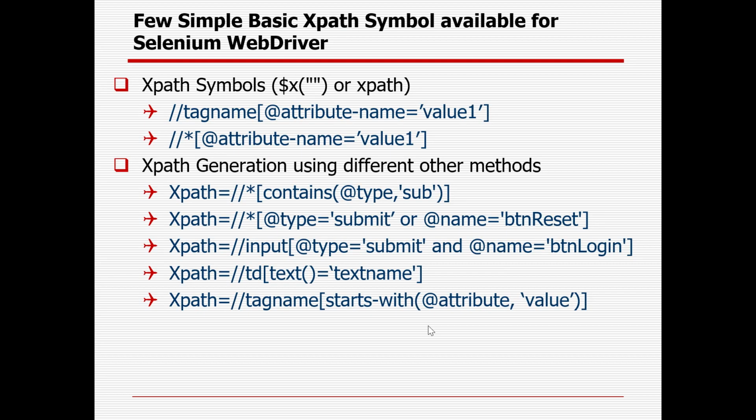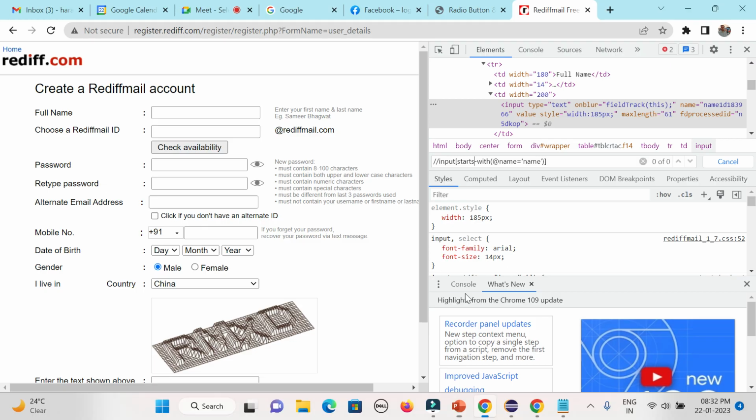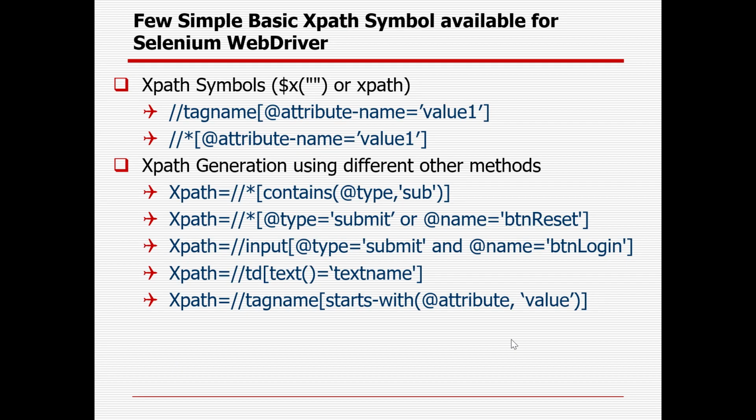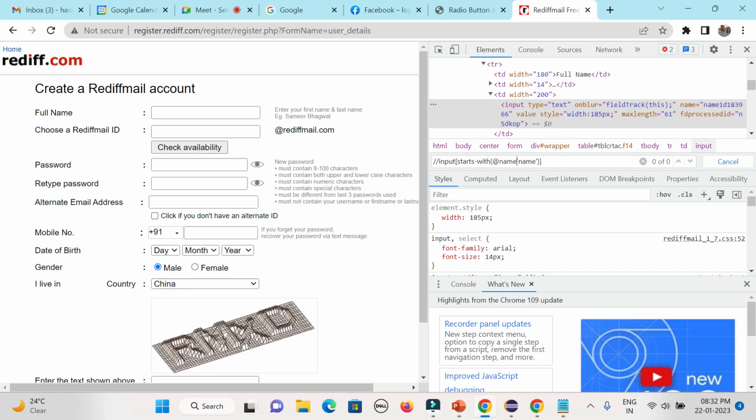Starts with hyphen, then bracket at the rate name. Okay, comma, it will be comma, not equal to, because here it is comma, right? You could see, so that way it will change, guys. So just remember that one exact syntax, otherwise it will not work.